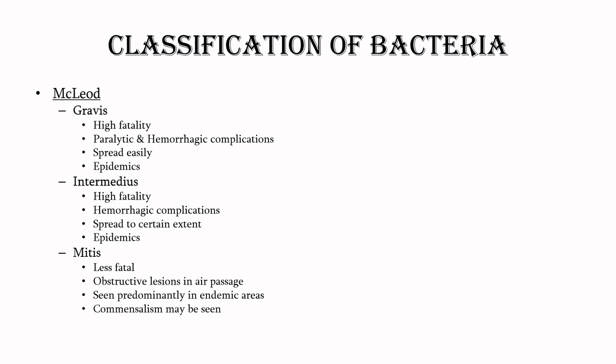Intermedius again has a high fatality. Hemorrhagic complications are there, and it can also cause epidemics, but its paralytic part is slightly less compared to Gravis. Mitis is a less fatal kind of disease, mostly causes obstructive lesions in the air passage, and is most commonly seen in areas where Corynebacterium diphtheriae is more prevalent. In most patients or people, you will see them as commensals, not actually causing much of a heavy infection.